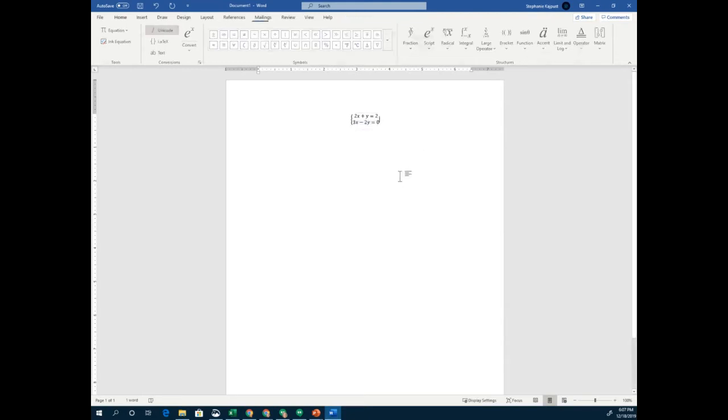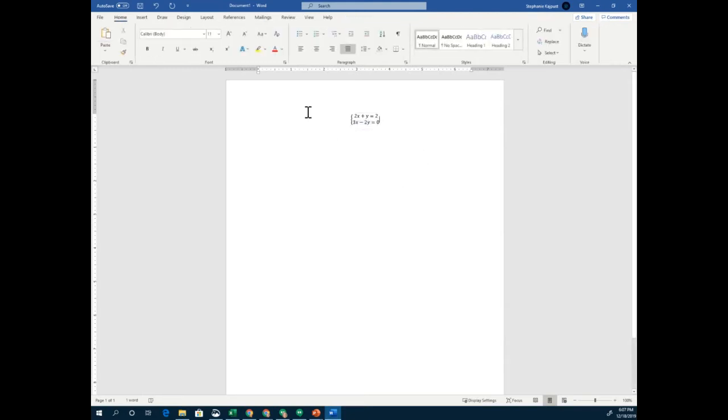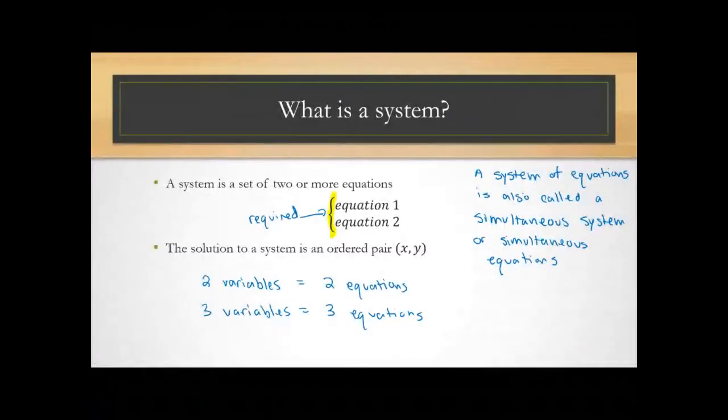And then that's how you write a system in Microsoft Word if you choose to type up your work that way. But that is not required. I just wanted to demonstrate that for those who may decide to do that. So that's part of the requirement. You have to have that curly brace. That's very important when you are indicating whether you have a system.